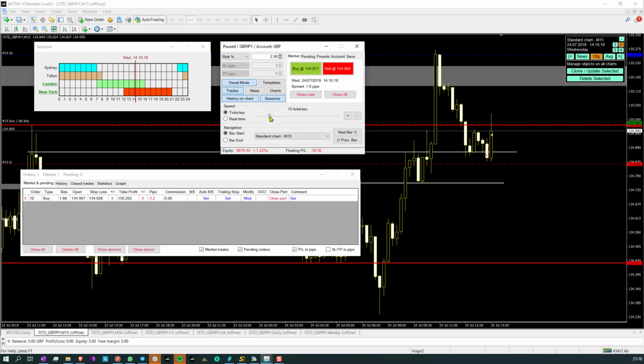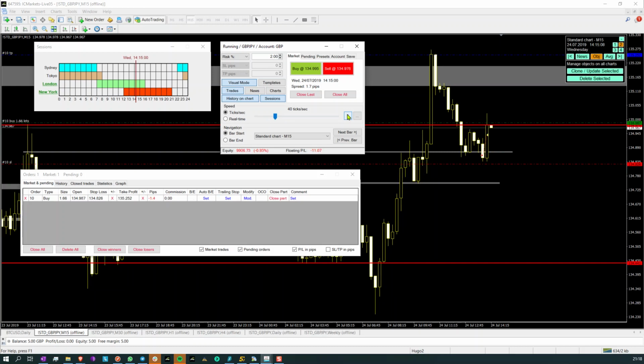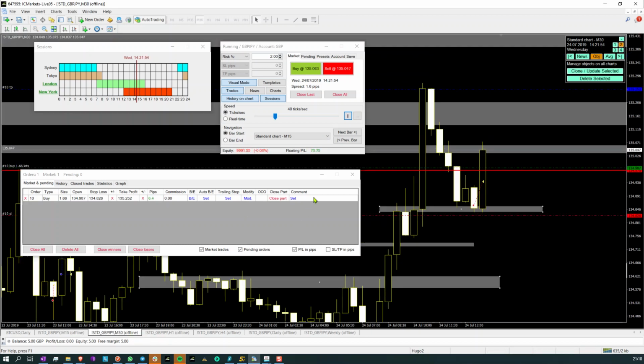Let me speed up this a little bit. Nice close at M15. You see the M30. How many pips do I want? I'm already 11. Let's give it a 1-to-1, isn't it?